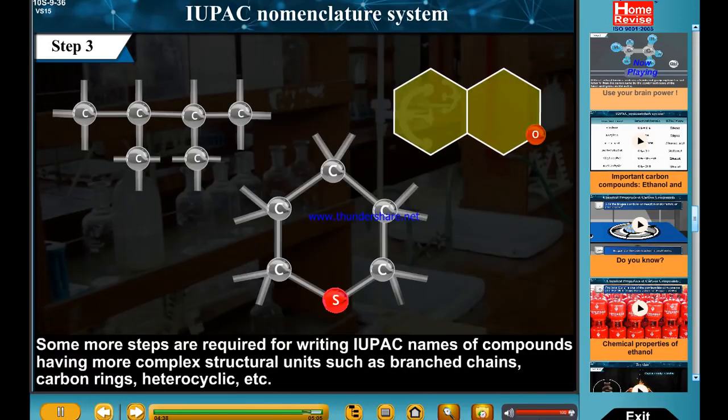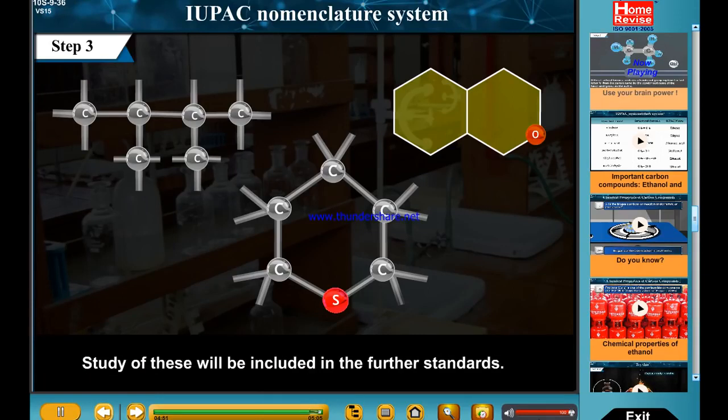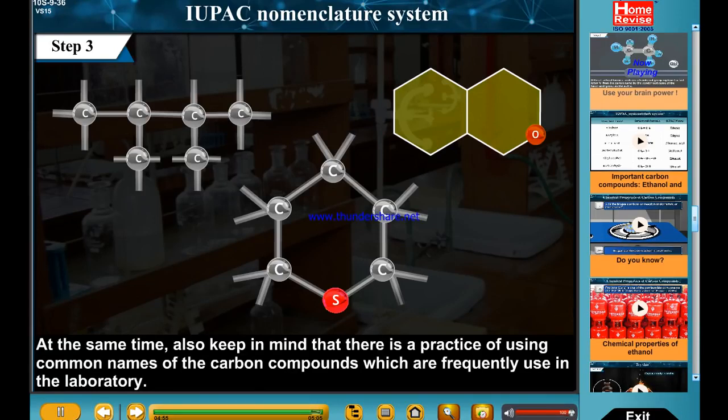Some more steps are required for writing IUPAC names of compounds having more complex structural units such as branched chains, carbon rings, heterocyclic compounds, etc. Study of these will be included in the further standards. At the same time, also keep in mind that there is a practice of using common names of the carbon compounds which are frequently used in the laboratory.